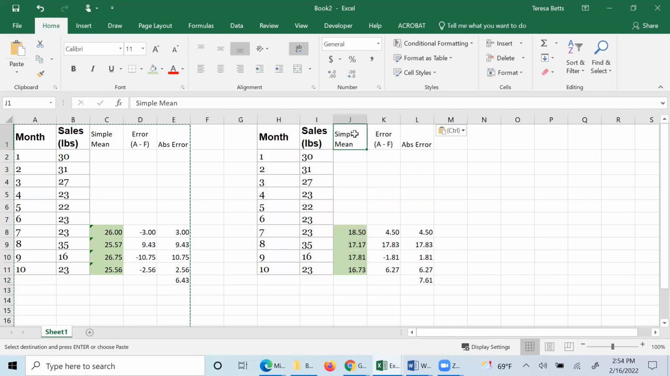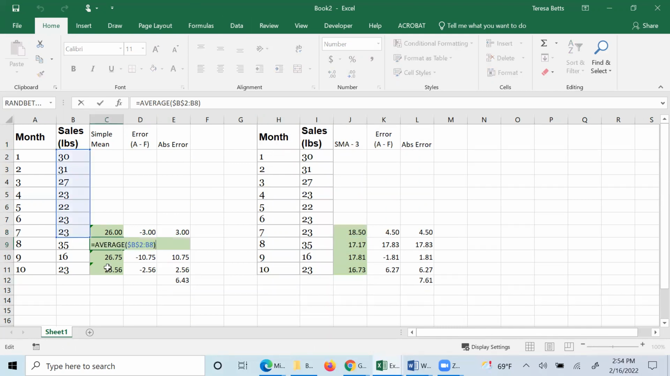I'm going to copy this over, because why reinvent the wheel when all I need to do is revise this to be a simple moving average for 3 time periods. Instead of averaging all time periods, and I should have checked this while we were here to make sure that each one is getting all of the relevant data, I want to average the 3 previous time periods.